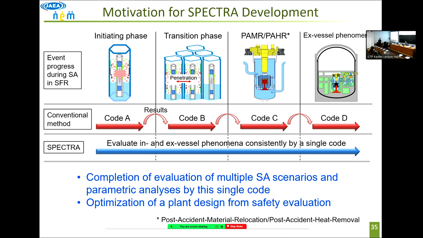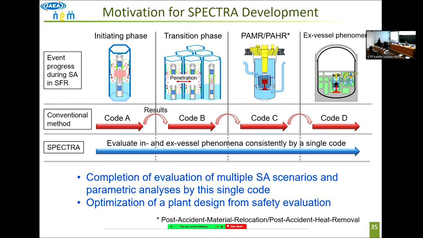That's why we do not have one integrated code. We just apply several kinds of codes. Let me say that for the initial phase of core disruptive cases, we use code A, for instance, SAS4A, something like that. And then the result is transferred to another code for the transition phase, where some compaction or large-scale melting phenomena is investigated, in case B. And then relocation and rearrangement of the melted fuel are considered with another code.